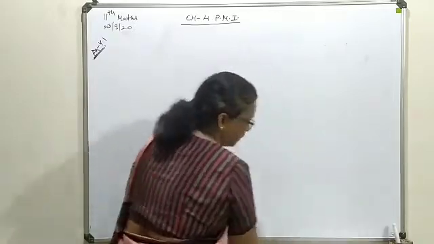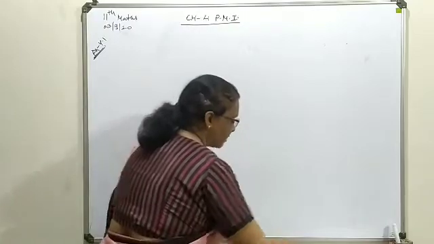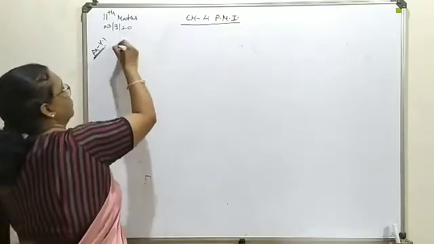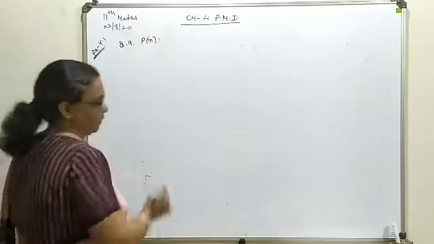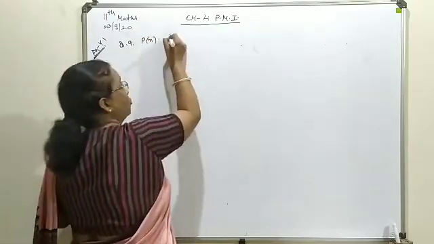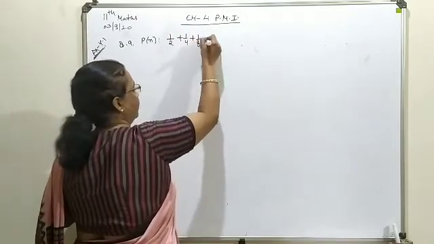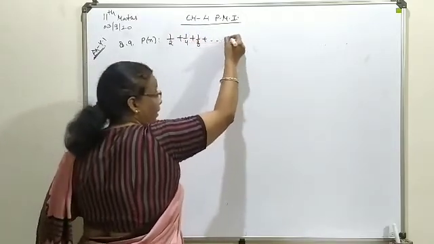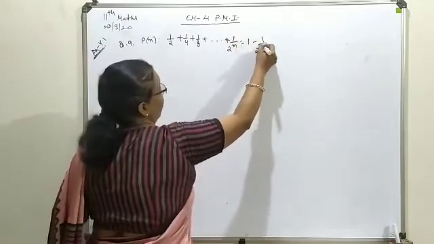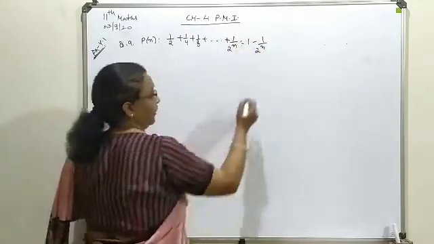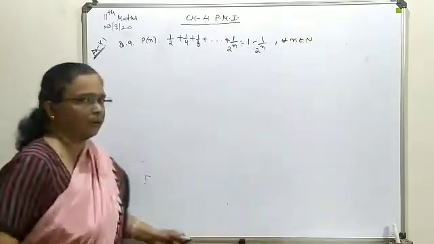Now we move towards the next question, that is question number 9. It is an important form in which your question is available as 1 by 2, 1 by 4, 1 by 8, like that. Last term 1 by 2^n, and it is to be proved as 1 minus 1 upon 2^n for all n belongs to capital N.